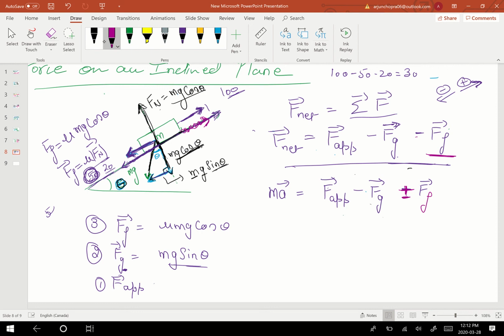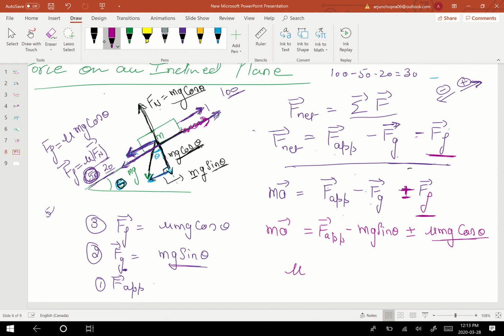So what I want you guys to remember is that the force of friction can be positive or negative depending upon in which direction the object is moving. If the object is moving downwards, force of friction will be positive because it will act up the inclined plane. And if the object is moving upwards, then it will act down the inclined plane. So now F net, which is MA, equals F applied, and if I resolve this, Fg is equal to mg sine theta, and this is plus minus mu mg cos theta.